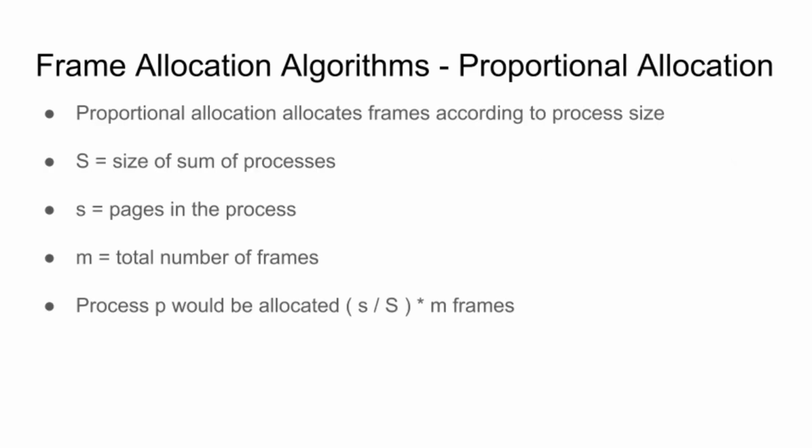With proportional allocation, frames are allocated to each process according to their size as opposed to being allocated equally. Suppose S equals the sum of the sizes of all processes, and M equals the total number of frames. Process P would be allocated the size of its virtual memory divided by S, the sum of the sizes of all processes, times the number of frames.